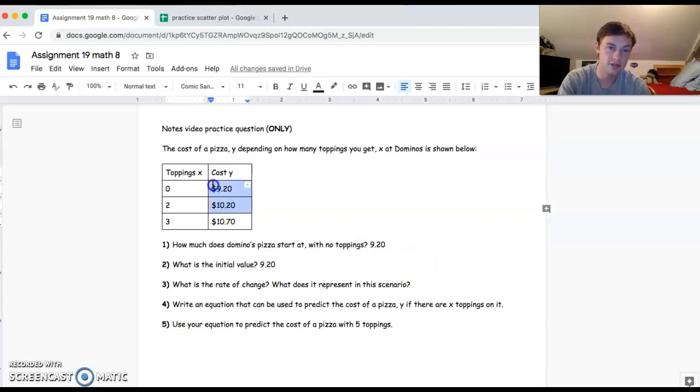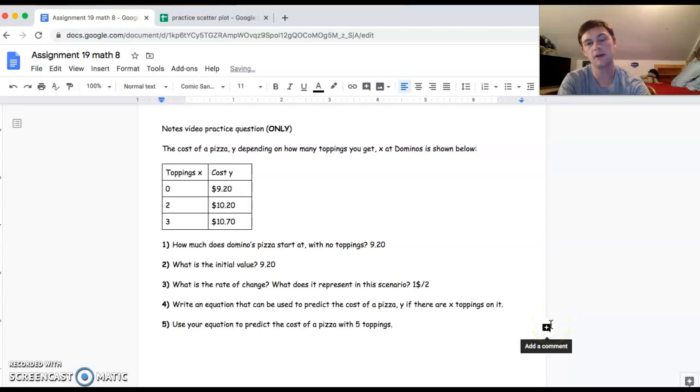You're going to find your change in y, which is right here. So from 10.20 to 9.20, that's a change in $1. And we're going to divide that by our change in x. So 0 to 2 is a change in 2. So if we do 1 divided by 2, that's going to equal 0.50. So we know that Domino's is charging 50 cents per topping.